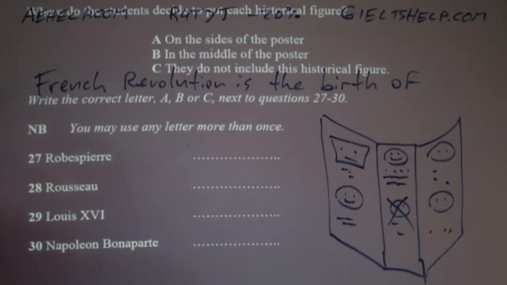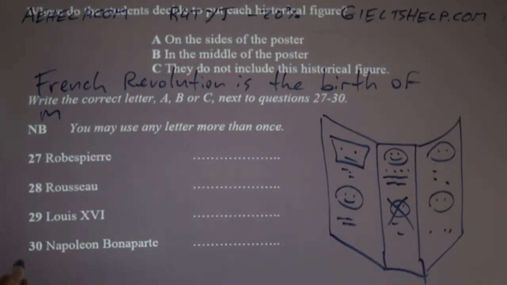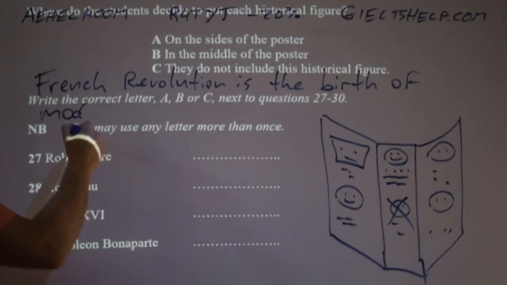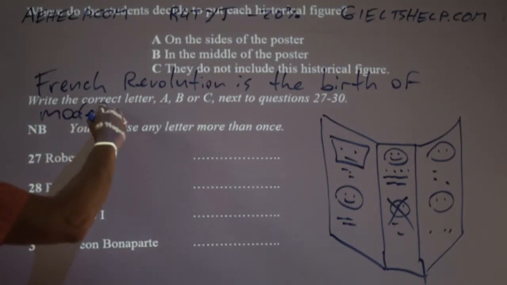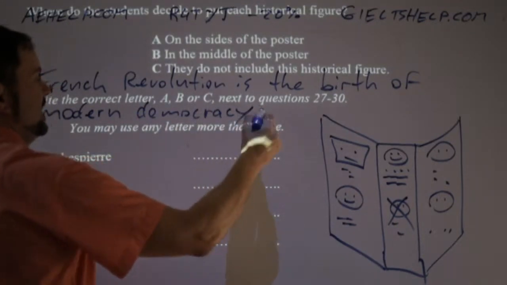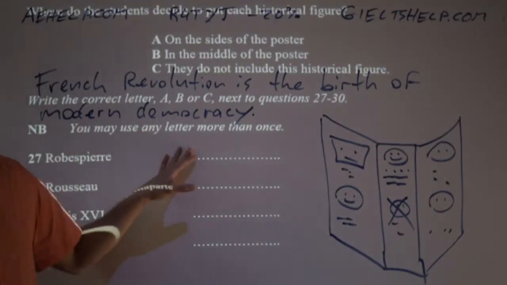So most of us live free lives because the French said enough of kings and queens that get to control everybody's life. So we get to vote for our leadership. It started there and then it spread across the world. So the French Revolution is the birth of modern democracy.